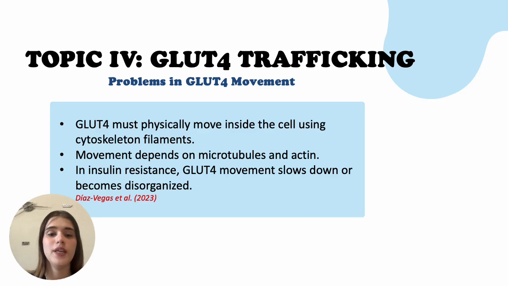Something that we have to keep in mind, and this is topic number 4, is that GLUT4 actually has to move through the cell to get to the membrane. It uses microtubules and actin almost like little pathways. But in insulin-resistant cells, that movement is going to be slowed down a lot. Diaz-Vegas et al. 2023 used a tracking assay and found that GLUT4 vesicles just don't move the way they should. So even when some signaling is still happening, the problem isn't just the signal, it's also the movement.